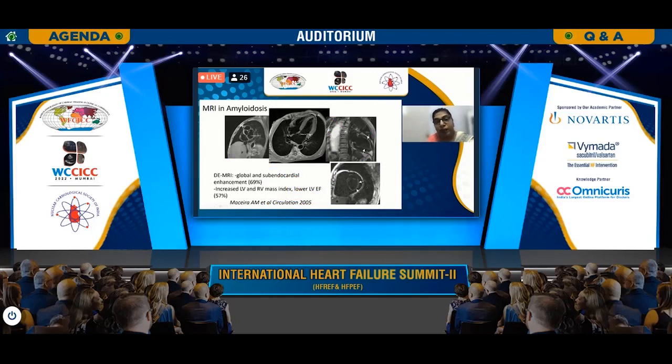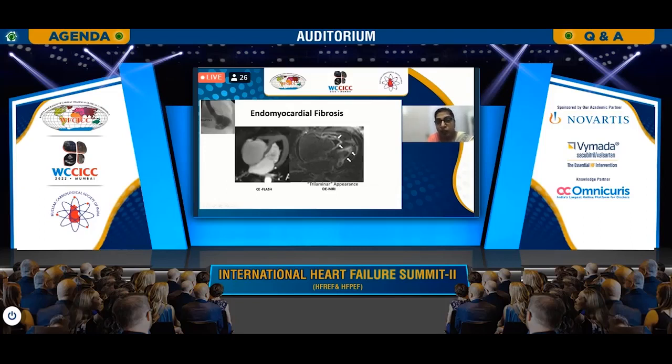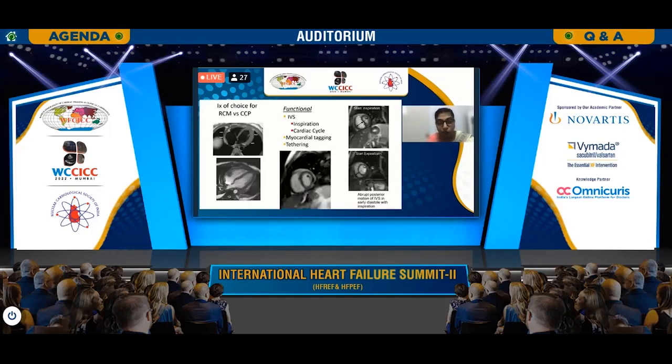Amyloid, so again, an HCM-like picture, but you see typical diffuse subendocardial enhancement. So this was a patient of amyloid. The endomyocardial fibrosis has a typical laminar appearance because of the fibrosis, the thrombus, and the normal myocardium. So trilaminar appearance. So for all the patients of restrictive cardiomyopathy, for the etiological evaluation, cardiac MRI is the investigation of choice. Also, whenever you have a tie between RCM versus CCP, MRI can be done.